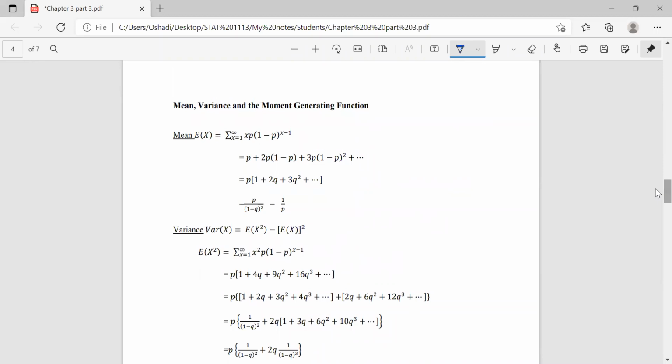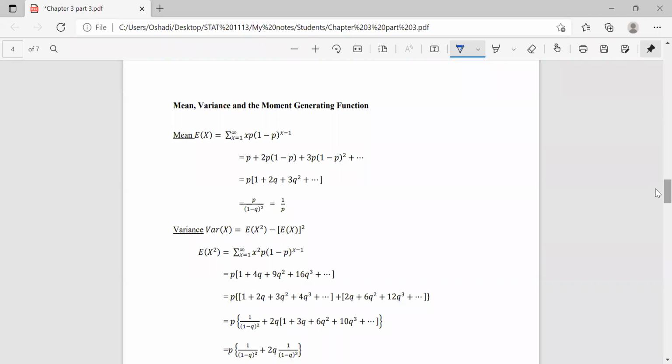So as we found the mean, variance, and the moment generating function, the three important properties in earlier distributions, here also we are finding the mean, variance, and the moment generating function, right? So first we are finding the mean. The mean we can write using the expression: summation x goes from 1 to infinity, x into the probability distribution, that is p into 1 minus p to the power x minus 1.